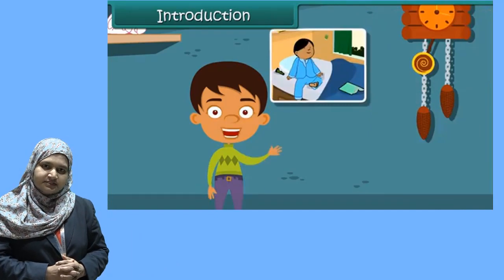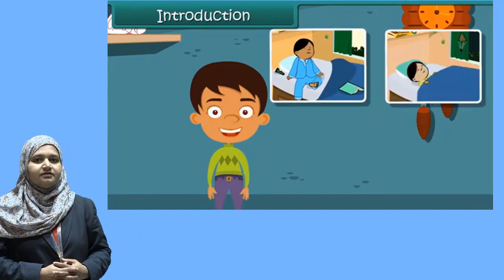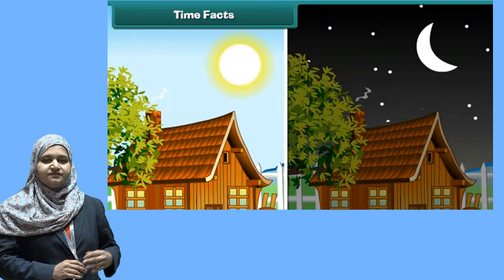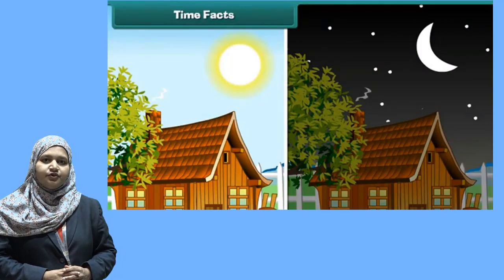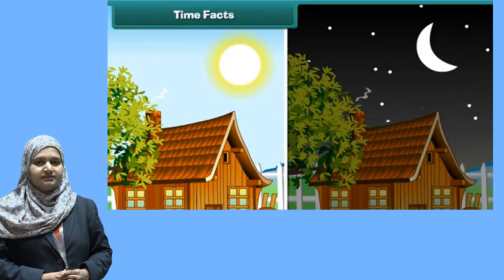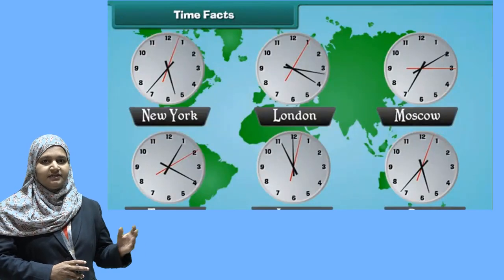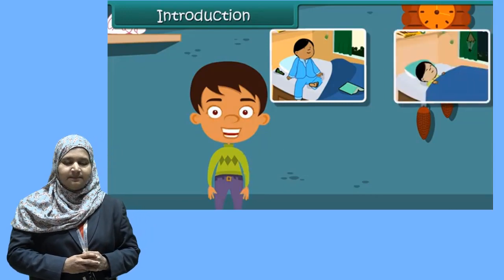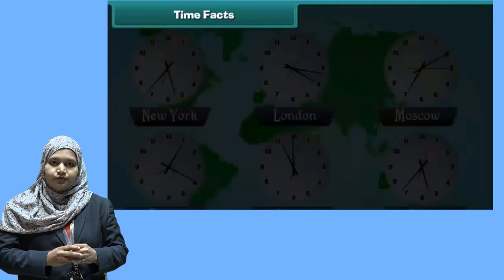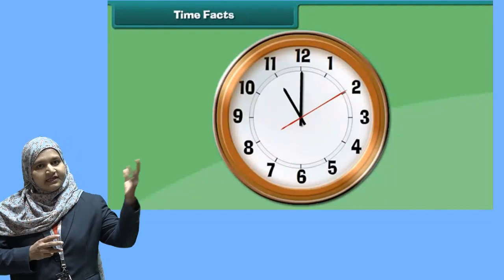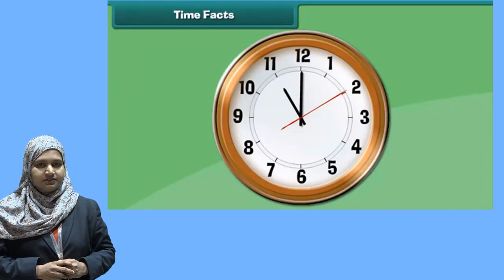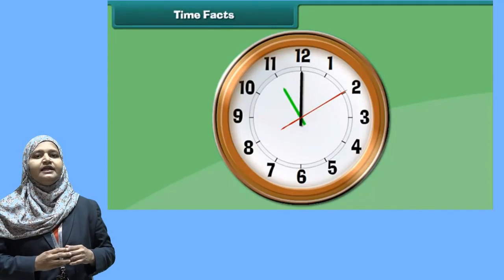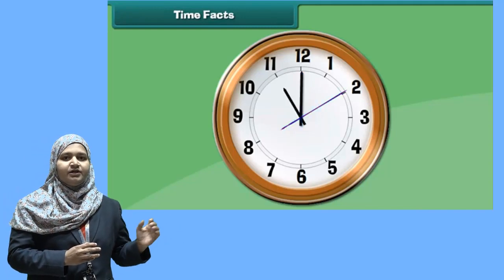So, do you know, students? Time is the measure of activity which we do. Do you know, students? Time is not the same everywhere in the world. When it is time for you to wake up, it may be time to go to bed for kids somewhere in another part of the world. When there is day time in one country, it may be night somewhere else in the world.